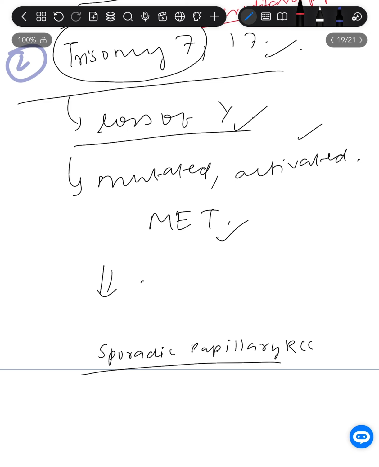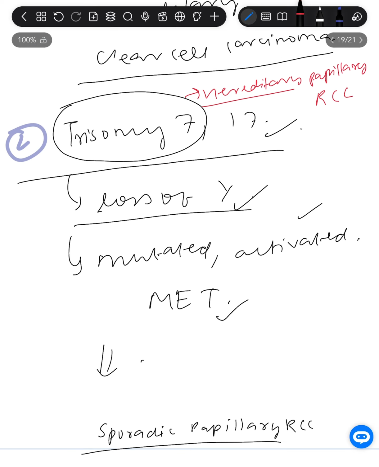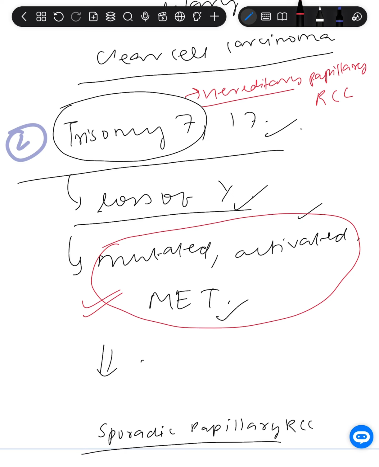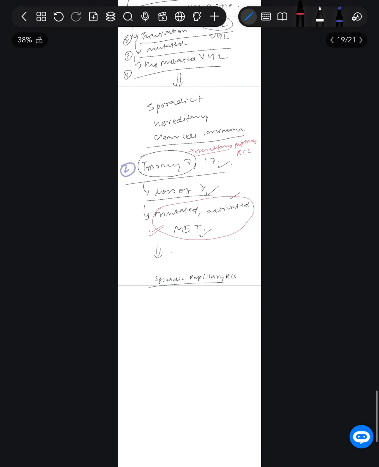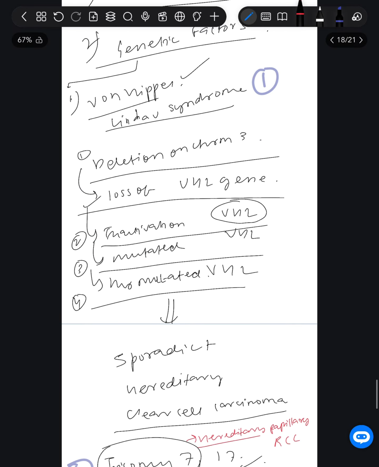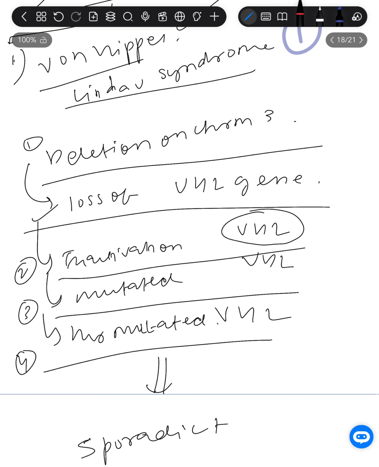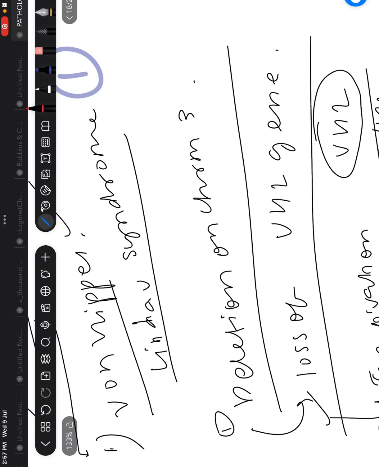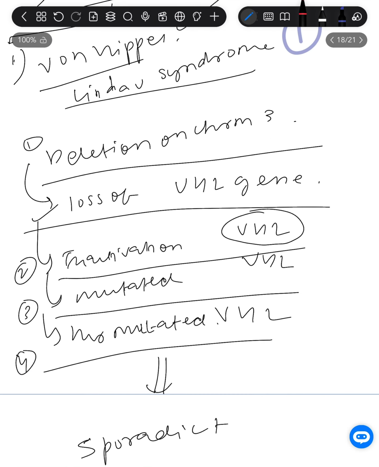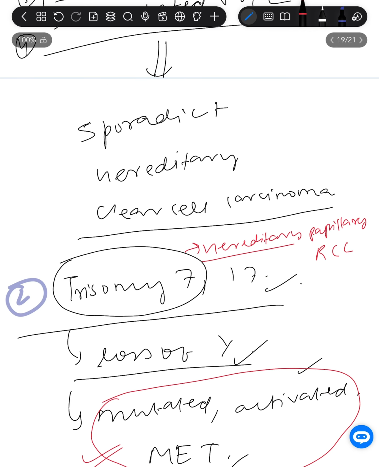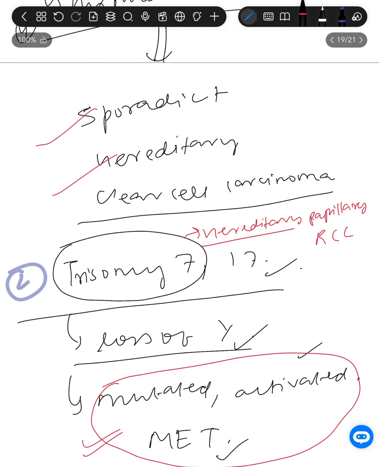Okay, you understood this? Hereditary means this can also happen, mutated, activated MET. So first I told you about von Hippel-Lindau syndrome. In von Hippel-Lindau syndrome, either there is a deletion which leads to the loss of VHL, or there is an inactivation or mutation of the VHL gene, which causes von Hippel-Lindau syndrome and which leads to sporadic and hereditary clear cell carcinoma.